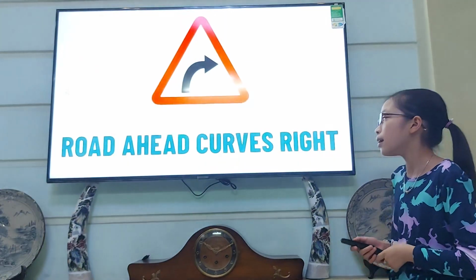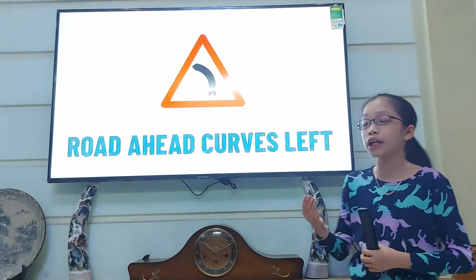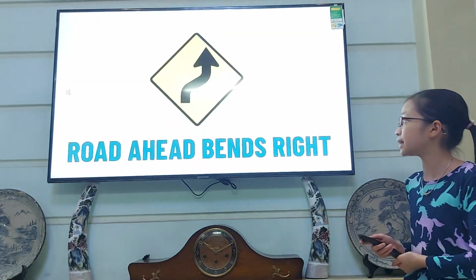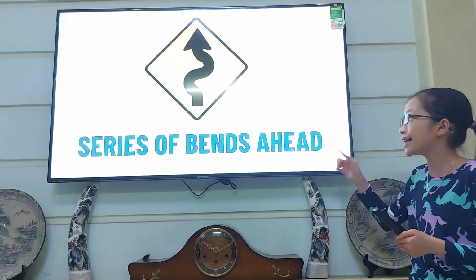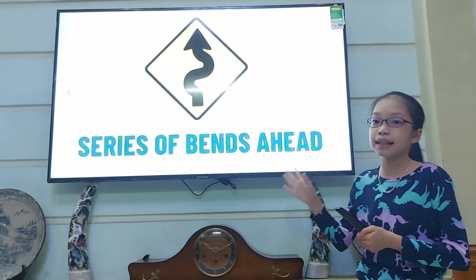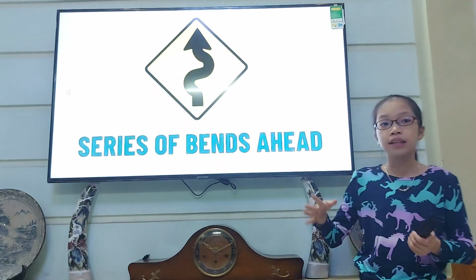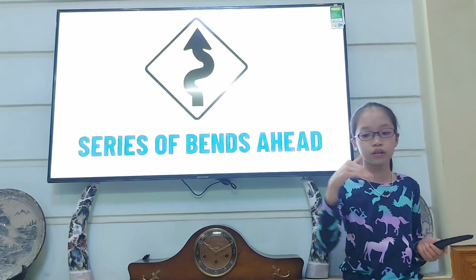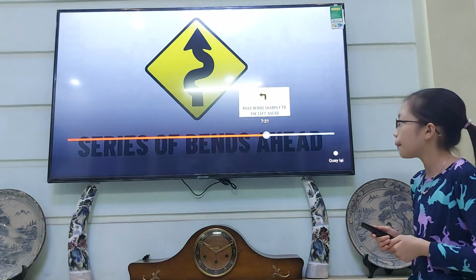And the next one, if road ahead curves left, yeah, like this, it will change the position. So you will see this position and you'll know curve ahead. And road ahead bends right, yeah, it will bend over. It will not turn. But maybe you will see this sign like this. You rarely see this, but this is a series of bends ahead. This road is very bendy, it's too dangerous, so it bends all over. Yeah, bend. So road series of bends ahead.